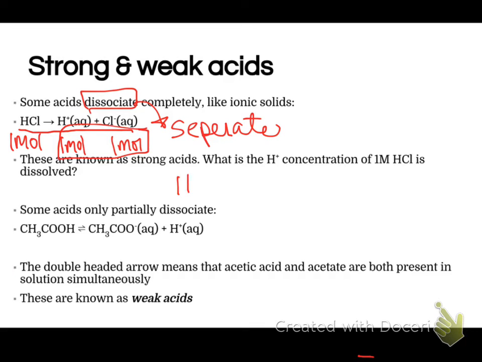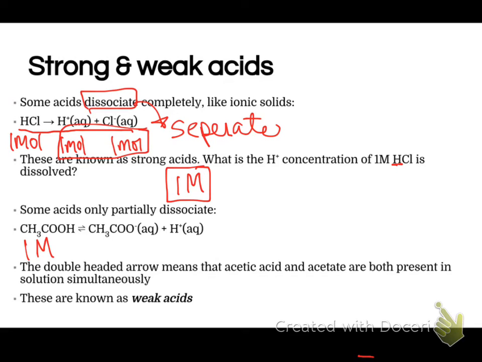So when we did HCl, it's a strong acid. It dissociates completely. So if we had 1 molar HCl, that means we would get 1 molar H plus, because there's 1 hydrogen in our formula here. Acetic acid is a weak acid, which means that it does not dissociate completely. So if I start off with 1 molar acetic acid, it turns out that most of the time acetic acid stays as acetic acid. It doesn't lose the proton all the time.